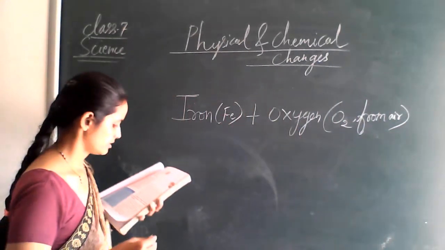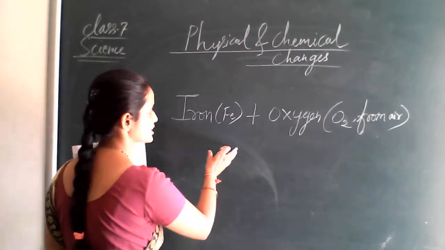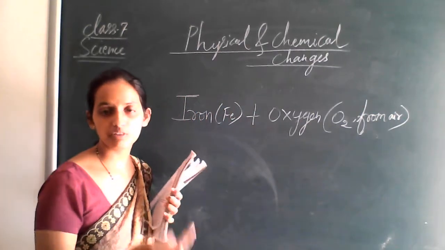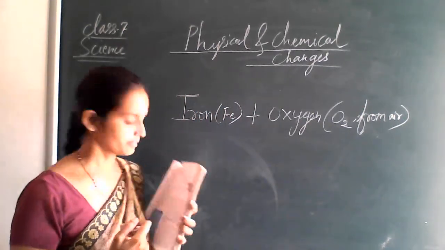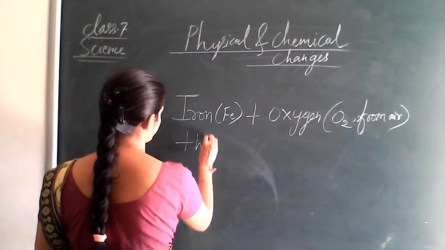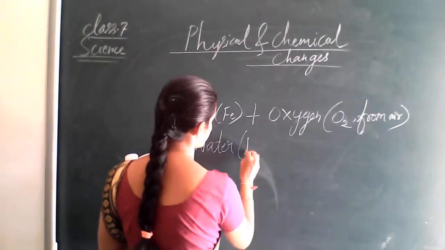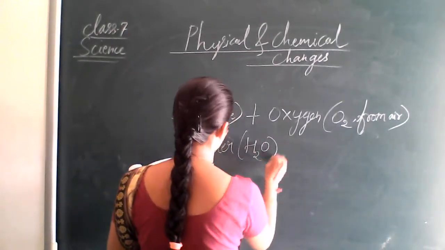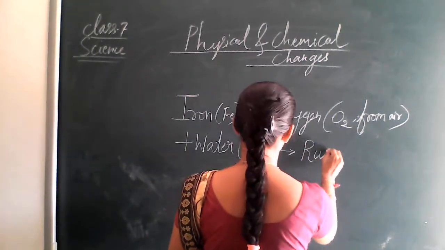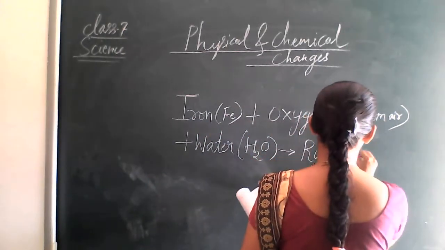When iron particles or substances are exposed to oxygen present in the air, the air which we are inhaling, and water, which is represented by H2O, finally it forms rust, that is iron oxide.